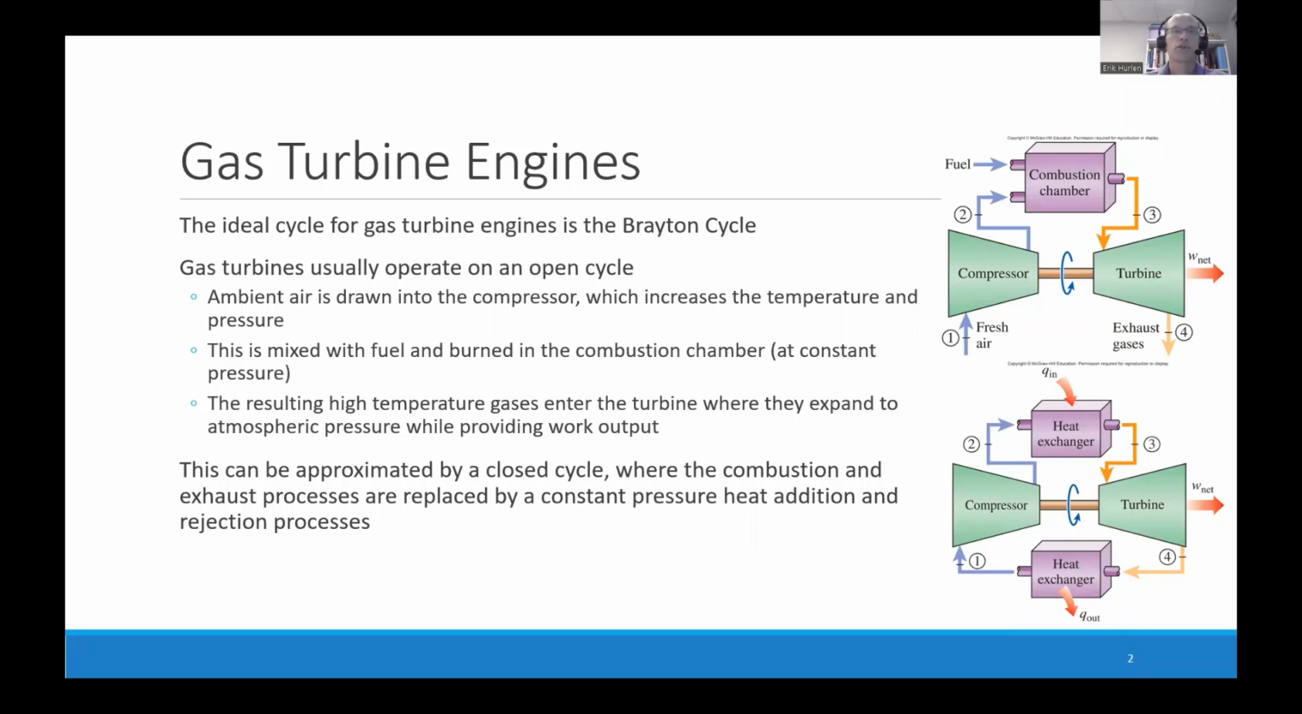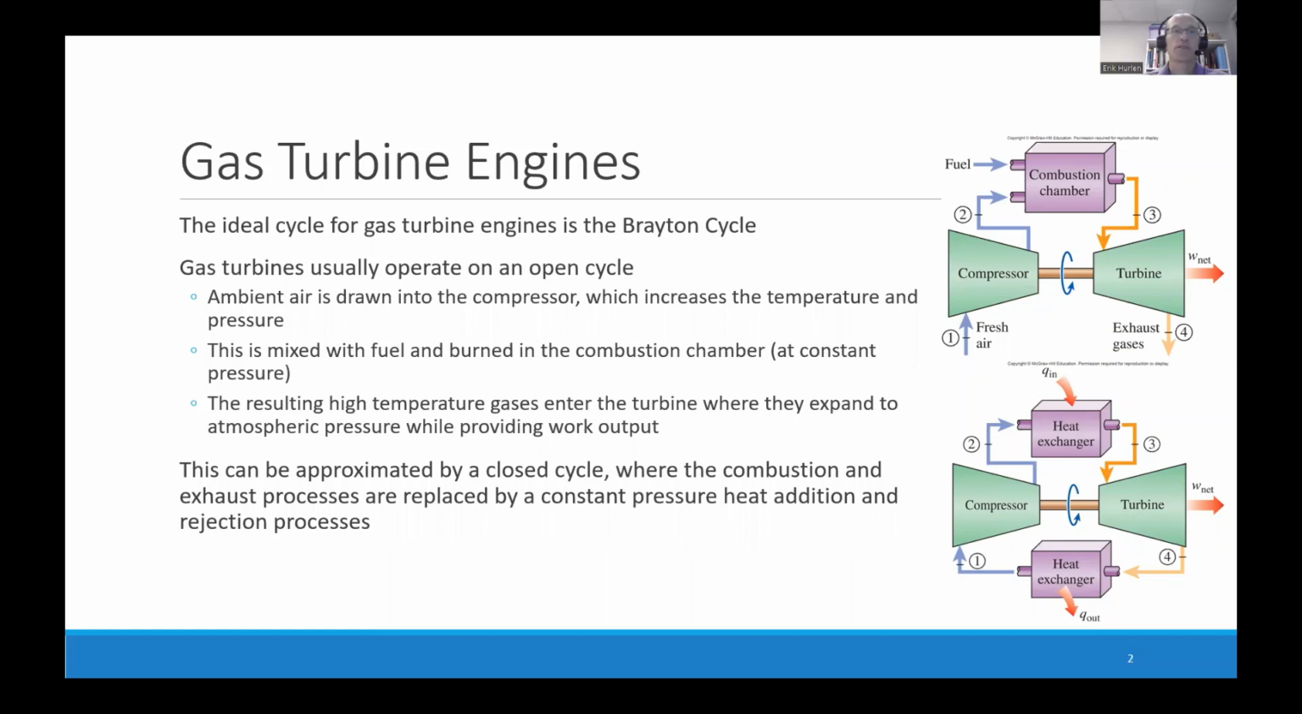Gas turbine engines usually operate on an open cycle, which consists of air being drawn into the compressor from the atmosphere, where the temperature and pressure are increased. This is then mixed with fuel and burned in the combustor at a roughly constant pressure. This further increases the temperature of the gas, which then enters a turbine, where energy is extracted as the gas expands back to atmospheric pressure.